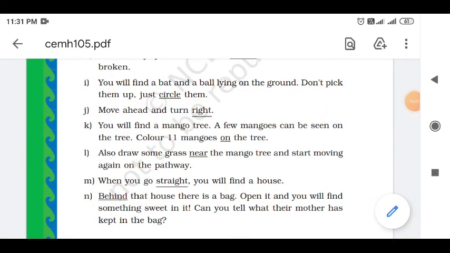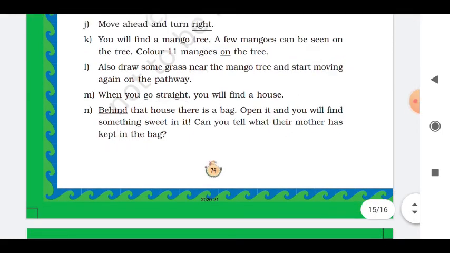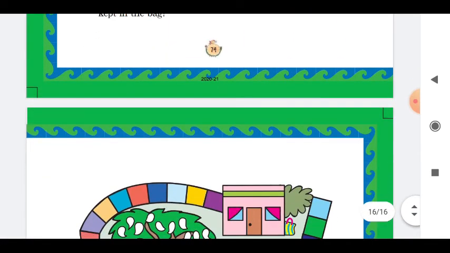When you go straight, you will find a house. Behind that house there is a bag. Open it and you will find something sweet in it. Can you tell what their mother has kept in the bag?